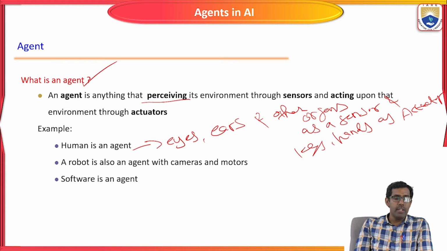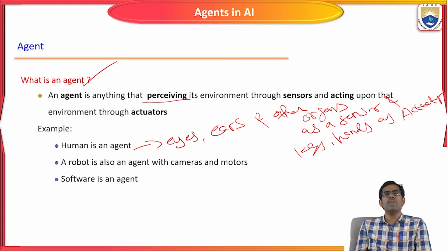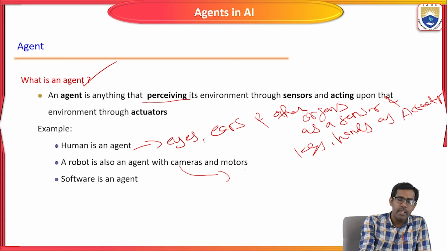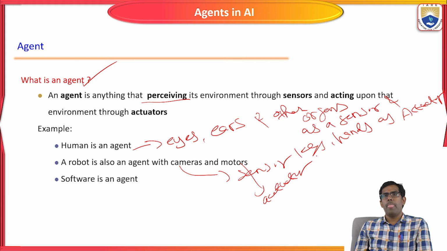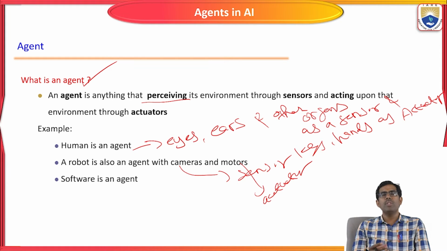The next one is a robot, which is also an agent, with cameras and various motors. The camera is a sensor, and the motor is an actuator, right? What is captured through the camera, that information will be passed to the motors.